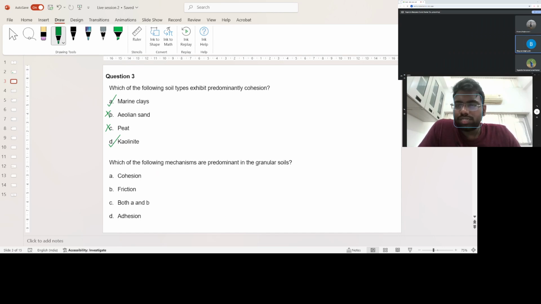Moving to the fourth question. Which of the following mechanisms are predominant in granular soils? Option A, cohesion; option B, friction; option C, both A and B; and option D, adhesion.